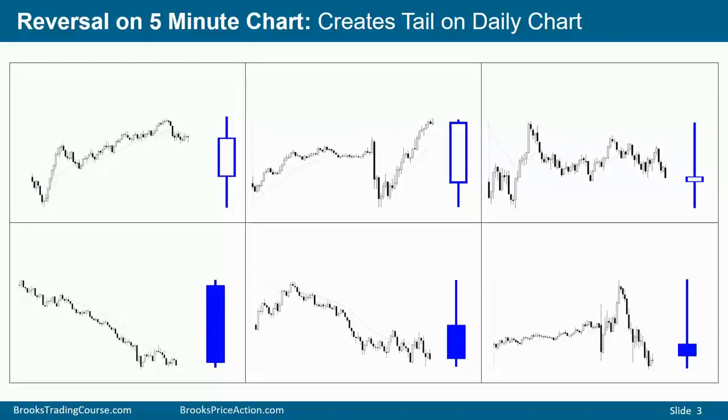I think the next few charts are important. I want you to pay pretty close attention to them. We sold off and rallied. It created a tail on the bottom of the bar. We rallied a little bit on the open and sold off, created a tail on the top of the bar. This is a 5-minute chart, and this is a daily chart.